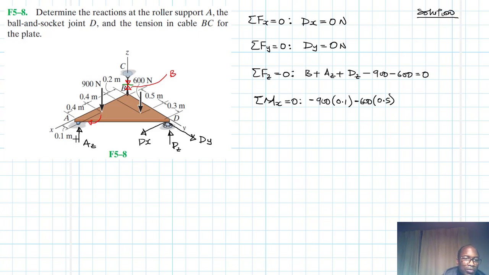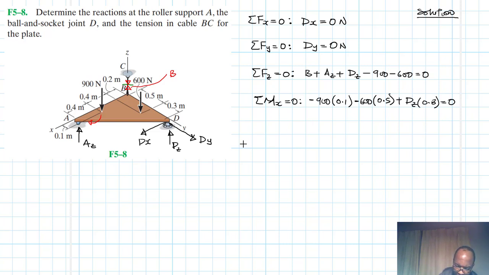Okay. Then we have AZ, which will not cause any moment, because the lever arm is just equal to 0, therefore the moment about the x-axis will be 0 due to AZ. But DZ will cause a positive moment about the x-axis. So that is DZ times the lever arm. The lever arm is 0.3 plus 0.5, which is 0.8, equal to 0. All right. Great. So we can simplify that.